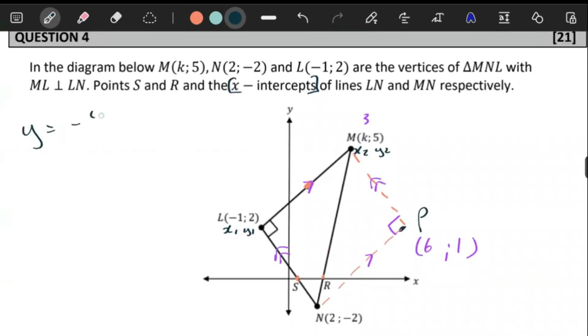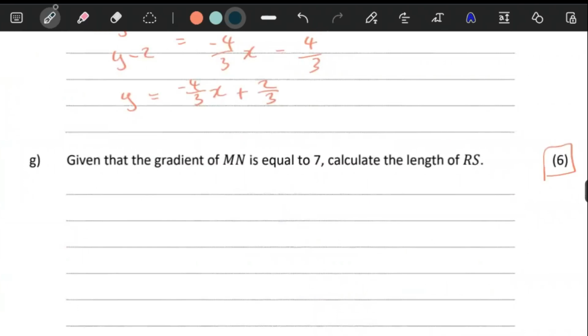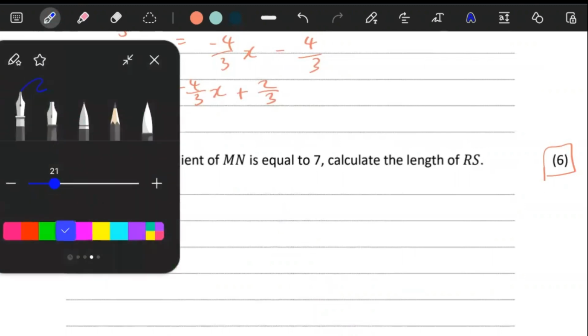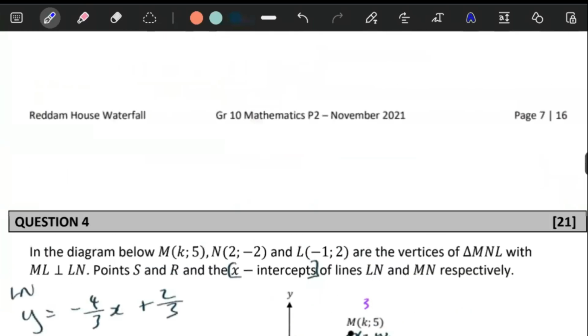It's y equals negative 4 over 3x plus 2 over 3. The equation of Mn, it looks like we need it. So we can get the x-intercept, which is R, and then we can compare the distance here. That's how you want to go about these questions. Don't be conservative in terms of what you write down. So we already have the gradient of Mn, so we just need the y-intercept since we need the equation of Mn first.